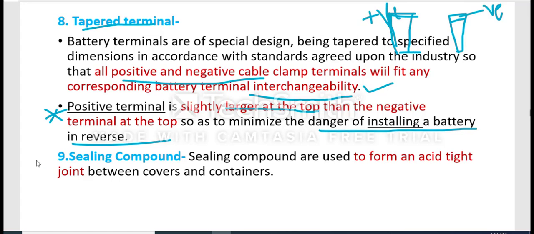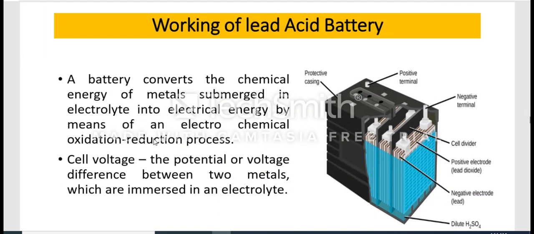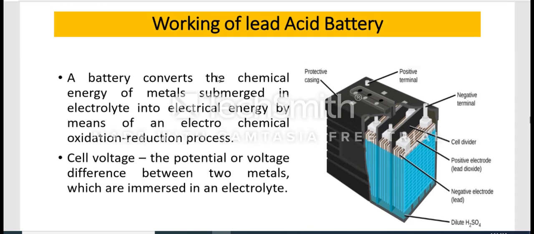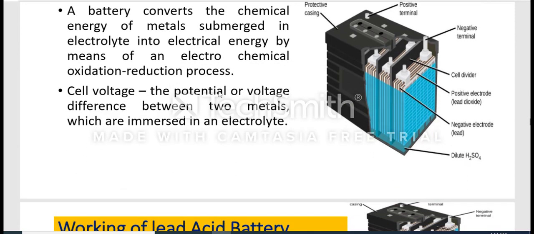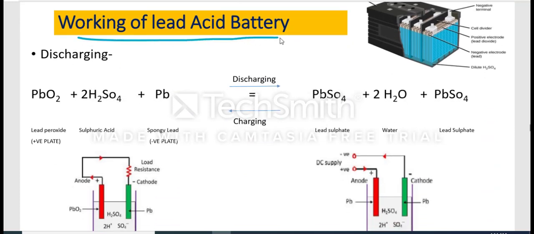Okay, the next is sealing compound. Sealing compound is used to form an acid tight joint between the covers and containers. Okay, this is just a sealing compound. Then next is working of lead acid battery. We have studied that a battery converts chemical energy into electrical energy, and then it generates the voltage. Here we will see the working of lead acid battery in detail.